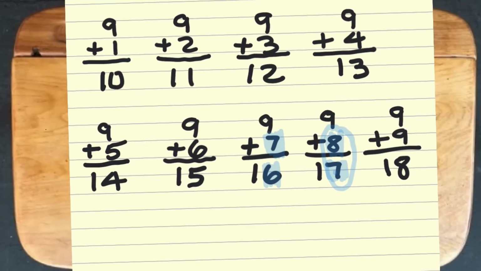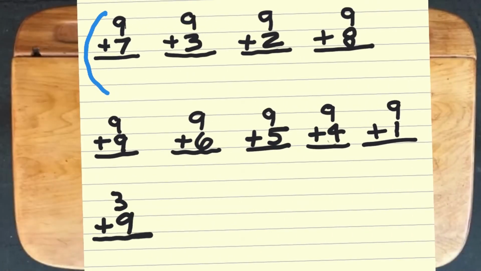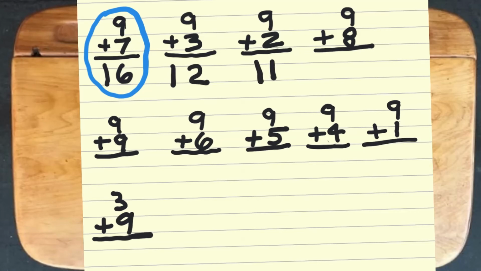Okay, take a look at these. 9 plus 7. You count down one number from a 7 to a 6 and you put a 1 in front of it. We have 9 plus 3, so you take the 3 and you count down to the number just before the 3, which is a 2, and you put a 1 in front of it. Take the 8, you count down one number before the 8, which is a 7, then you put a 1 in front of it. And so on and so on.